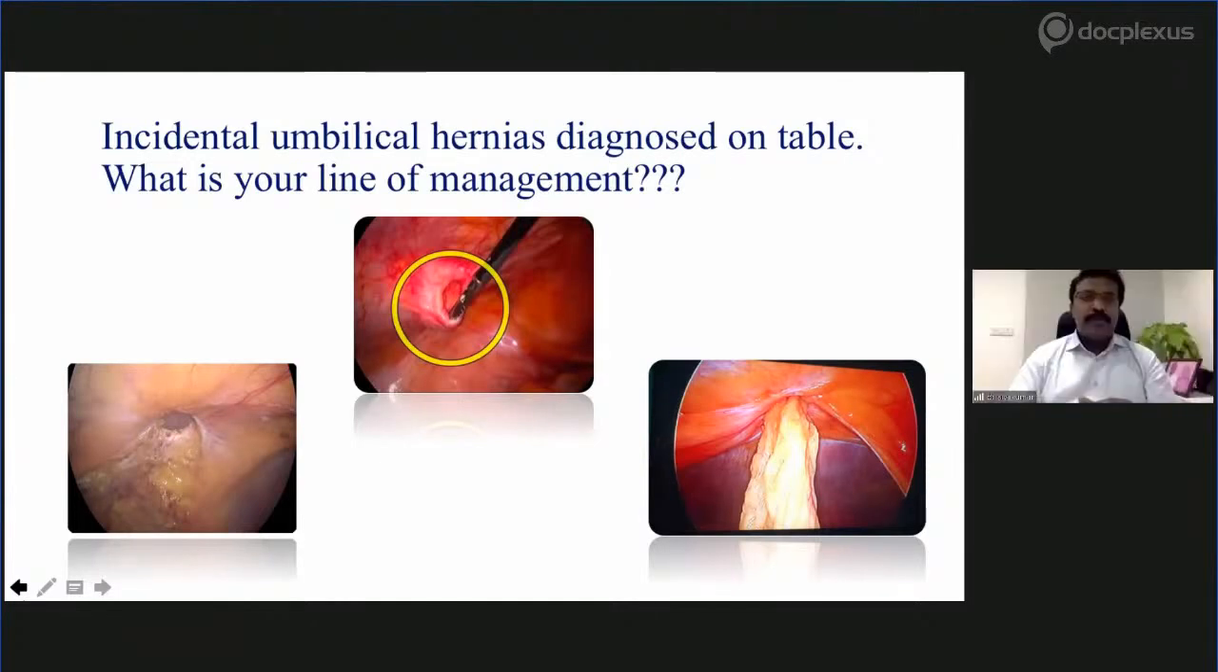Okay, so thank you. Next is the incidental umbilical hernia, diagnosed like in any other case, like you are going for your cholecystectomy, or if you are going for your hysterectomy, you are finding a small hernia. What is the line of management there?